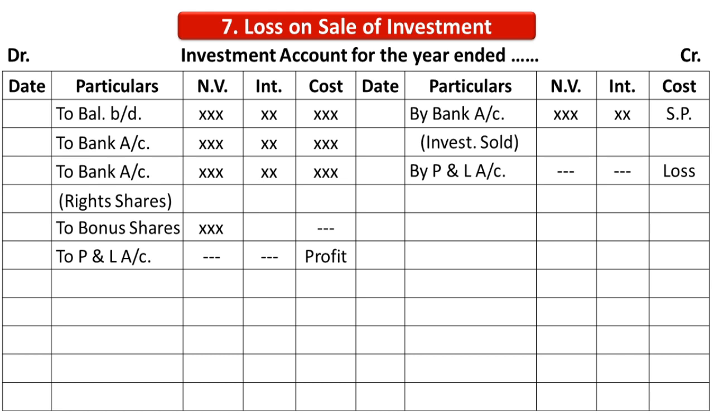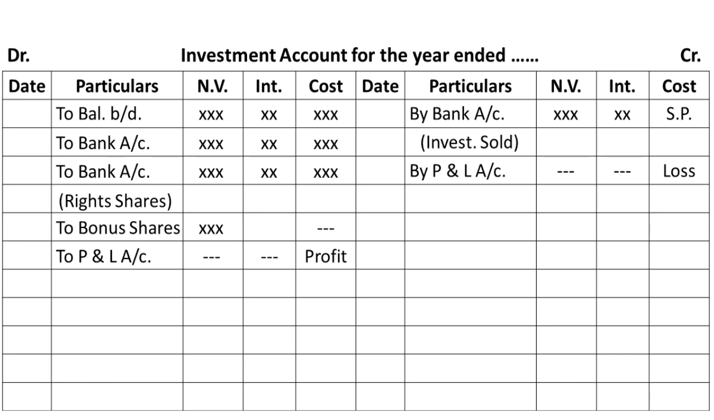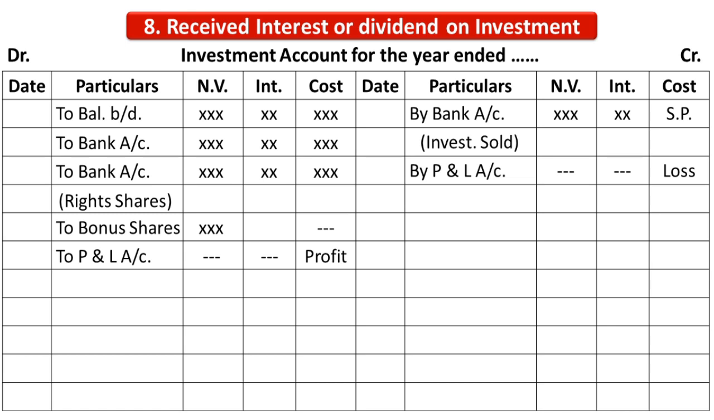Next, transaction received interest or dividend on investment. Since it is receipt, it means cash bank comes in, and dividend or interest is an income. Therefore, investment account should be credited with the amount of interest or dividend received by writing by bank in the column of interest or dividend only.